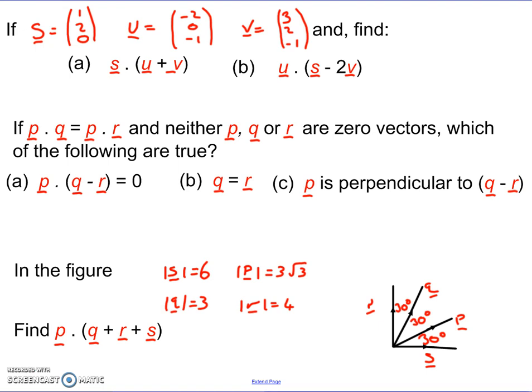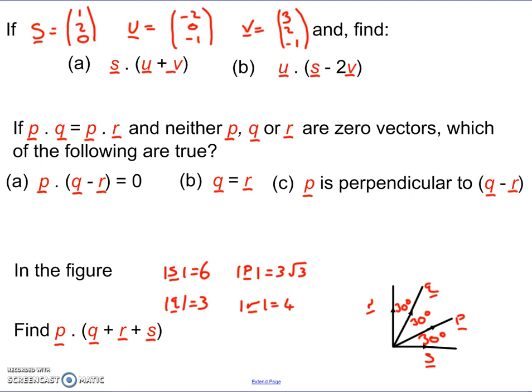Second one, I'm telling you if p dot q equals p dot r and neither of the 3 vectors are 0, I want to know which of the 3 statements I've written down there are true. Are they all true? Are they all false? Or is there a mixture? You have to use your brain and interpret that.